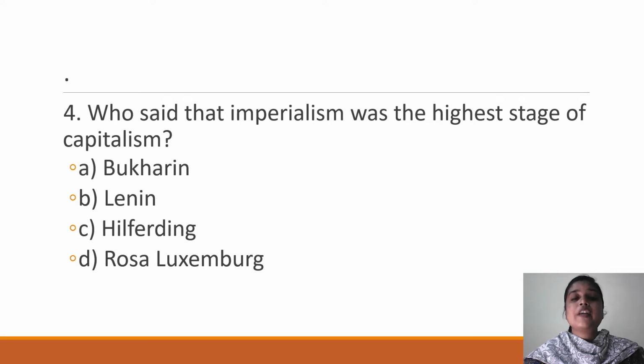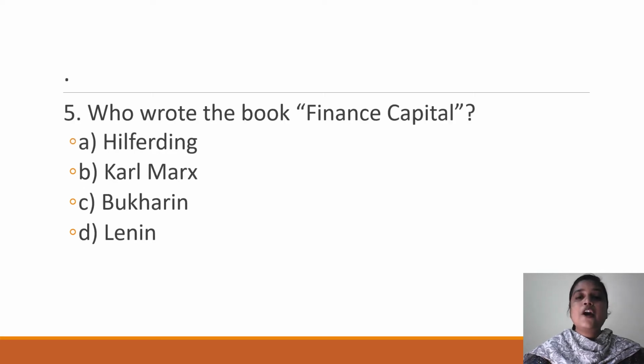Who said that imperialism was the highest stage of capitalism? A. Bukharin, B. Lenin, C. Hilferding, or D. Rosa Luxemburg? I think 2 or 3 seconds are enough to read the question and the options and to write down the correct answer. I hope you have done that. Let us move on to the next question. Who wrote the book Finance Capital? Was it A. Hilferding, B. Karl Marx, C. Bukharin, or D. Lenin? Easy questions, all of them.